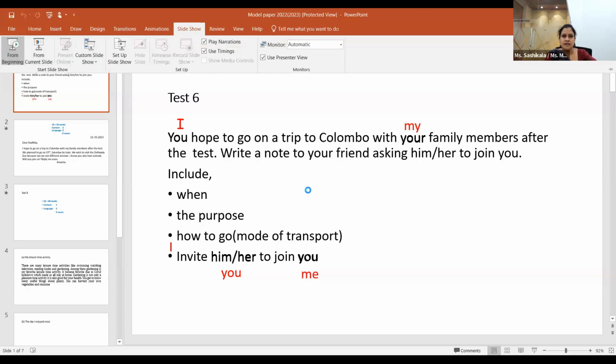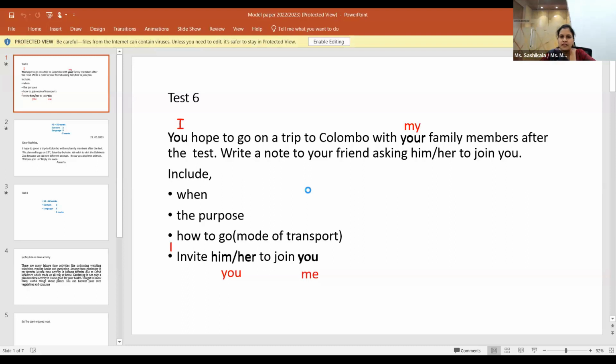I think you can see the question, test number 6. Let's read it. You hope to go on a trip to Colombo with your family members after the test. Write a note to your friend asking him or her to join you, and you have to include when, the purpose, how to go, and invite him or her to join you. I think you can understand the question, go through it, and underline the important phrases given here, and they will be helpful for you to write the answer for this question.